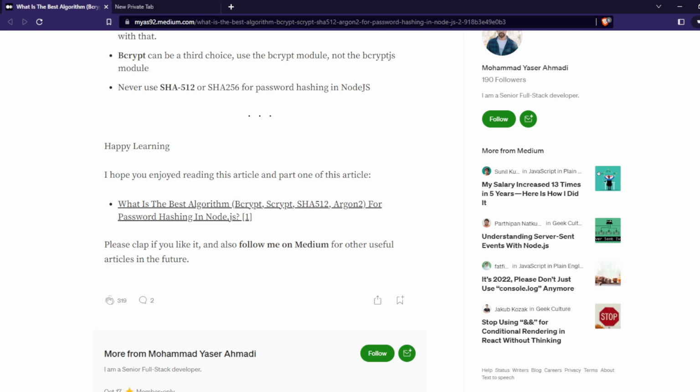Under server-sent events in the article, don't just use console.log anymore. Start using conditional headings.